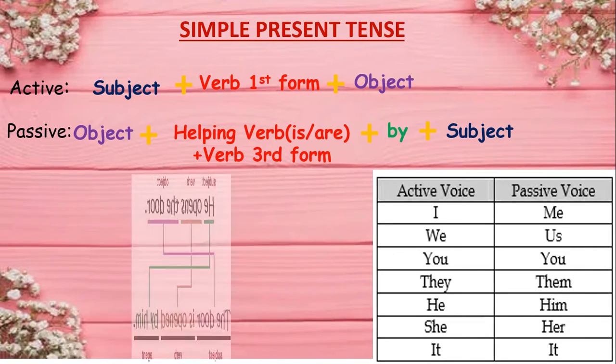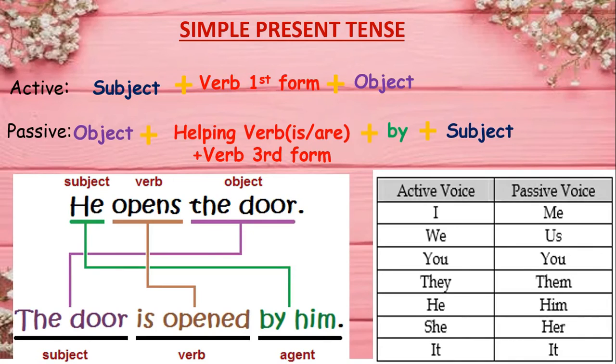For example, we have a sentence over here: he opens the door. In this sentence, he is a subject, opens is the first form of the verb, and the door is an object. When we change it into passive voice, we take the door, the object, first, and it becomes the subject of the sentence. The door, and then we have a helping verb is with the third form of the verb, opened. The door is opened by him. He has changed to him. In other words, in passive voice the object becomes the subject of the sentence and the subject becomes the agent of the sentence.